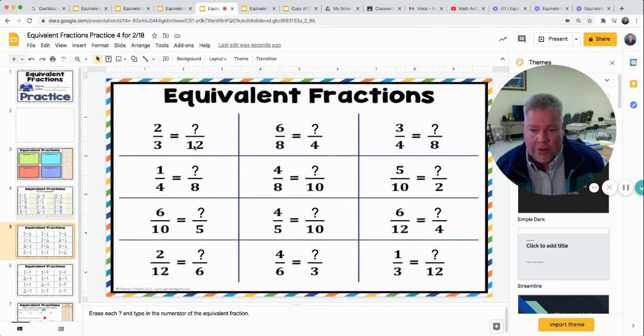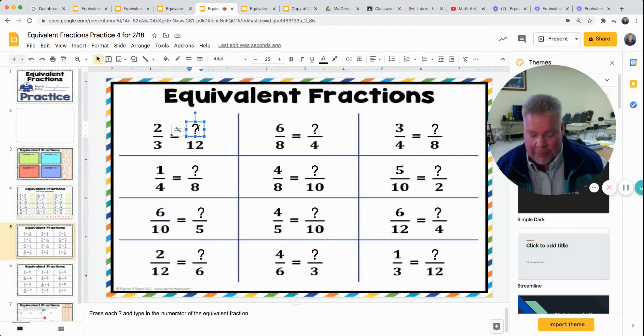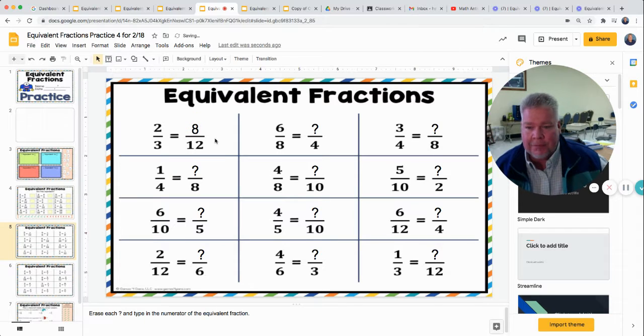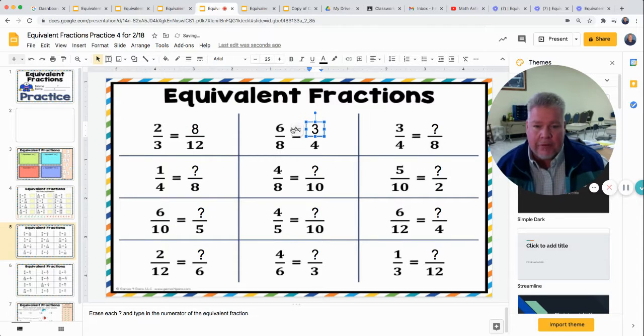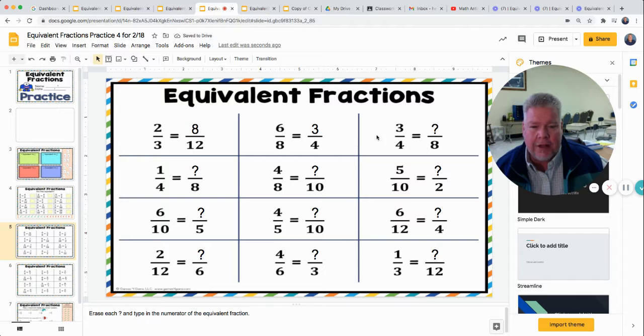3 times 4 is 12. 2 times 4 is what? 2 times 4 is 8. Okay, so 2 times 4 is 8. 3 times 4 is 12. Some of them are backwards. 8, how do you get a 4 from an 8? 8 divided by 2 is 4. 6 divided by 2 is 3. So some of you got to multiply. Some of them you've got to divide and get the answer, okay? Some of them you just have to figure out.